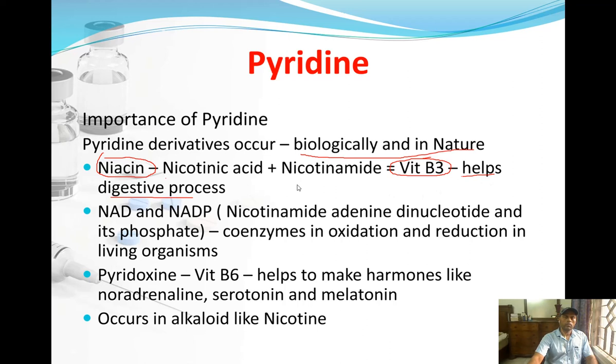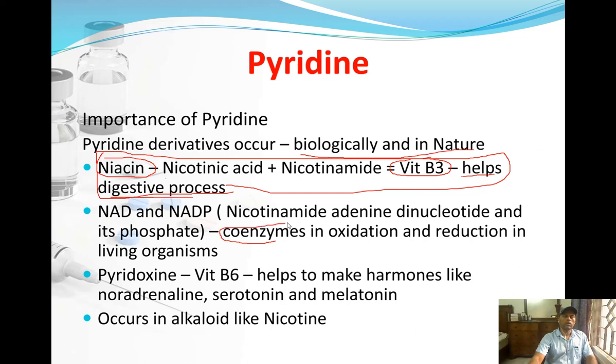So niacin is a very important compound, right? It's also a vitamin. So the study of niacin or niacin-related compounds is very important. Then NAD and NADP, I'm sure you have come across these in the anatomy physiology chapter or in biochemistry. NAD, nicotinamide adenine dinucleotide, and NADP, nicotinamide adenine dinucleotide phosphate, are coenzymes.